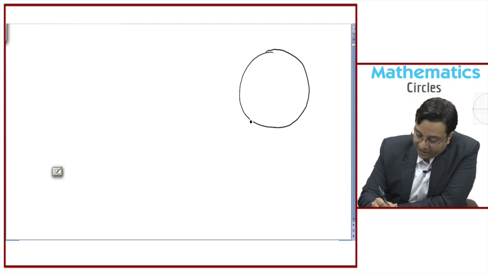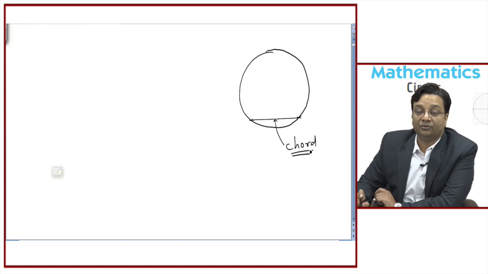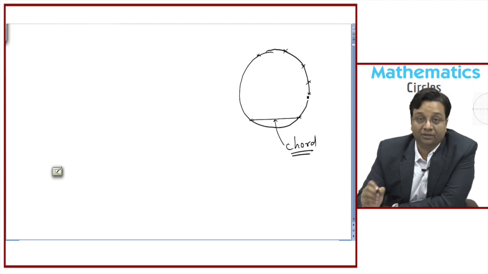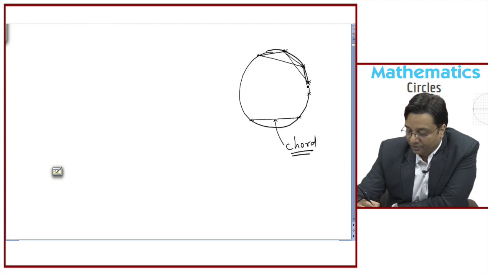If I take any 2 points on this circle and join these points, this line segment is known as chord of this circle. This is one of the chords. As we know, we can find infinite points on the circumference of the circle. So how many chords can we have? We can have infinite chords. These all that I am joining, these are chords.